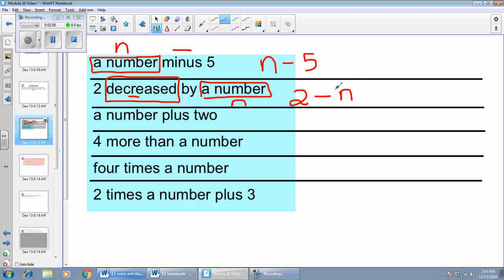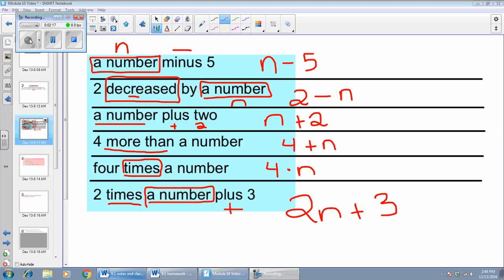Why don't you pause this video and try the rest on your own. Then press play and compare your answers with the answers on the video. Alrighty, let's compare your answers to the correct answers. A number plus 2 would be written as n plus 2. 4 more than a number is 4 plus n.